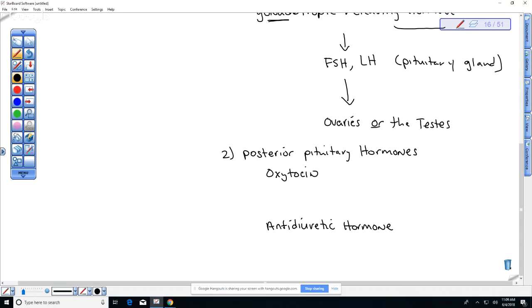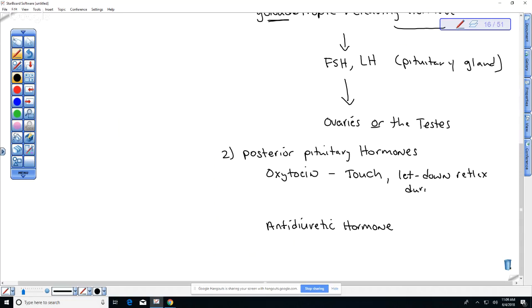So oxytocin is a really interesting hormone because it is released in response to touch. For example, when somebody hugs you, or when you get a massage, or when somebody lovingly touches you, oxytocin is released. It is also part of the letdown reflex in milk production.